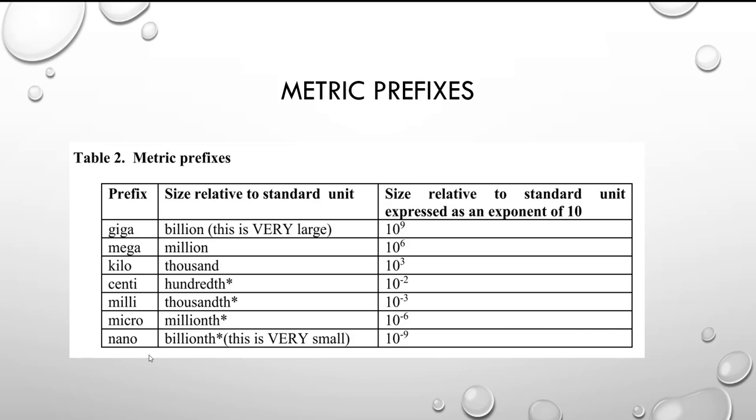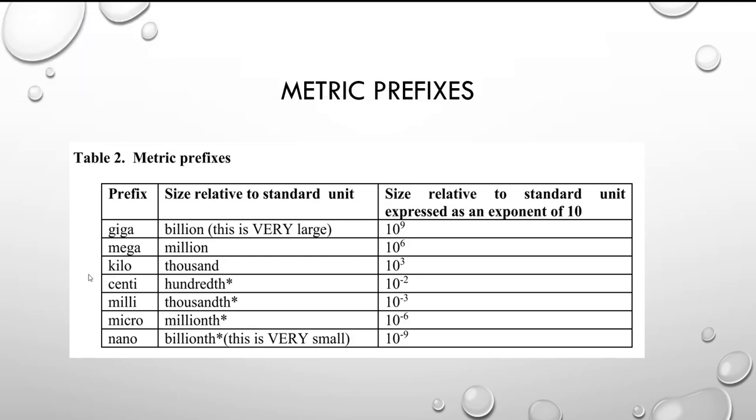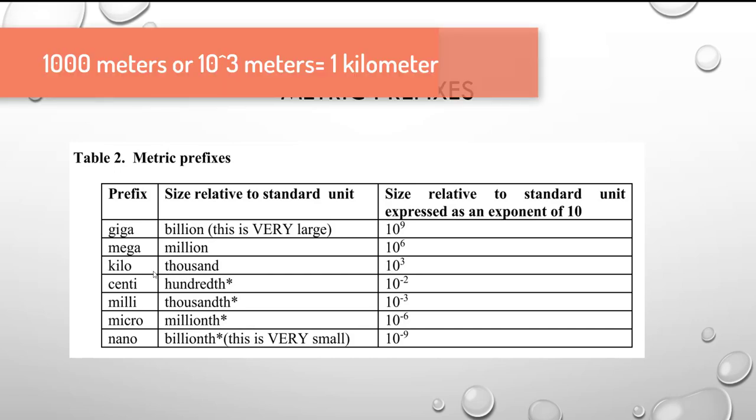So the metric system's a little bit different. It's very easy because you just do a base 10 scale. If you look over here, it's just by tens, okay? So we have our base 10. The base unit would be our grams or our meters or our liters. If we want to go up 1,000 times, 1,000 meters would be a kilometer. So 10 to the third power, kilometer.